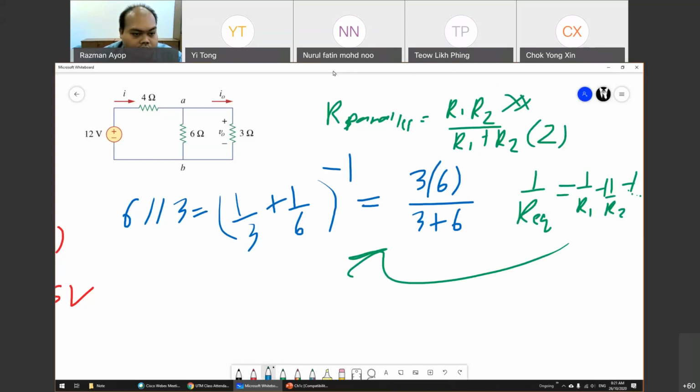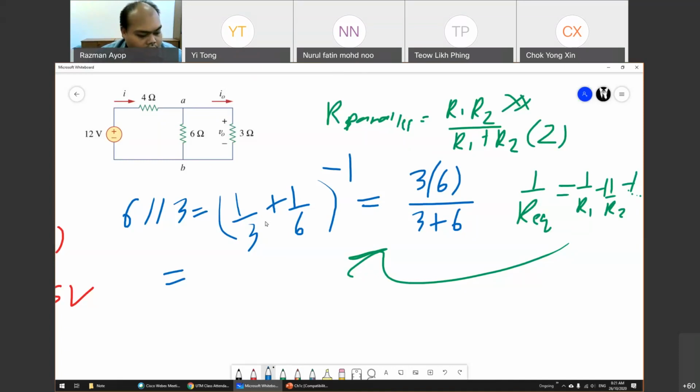So we continue there. You know how to use the calculator, right? For the reciprocal.